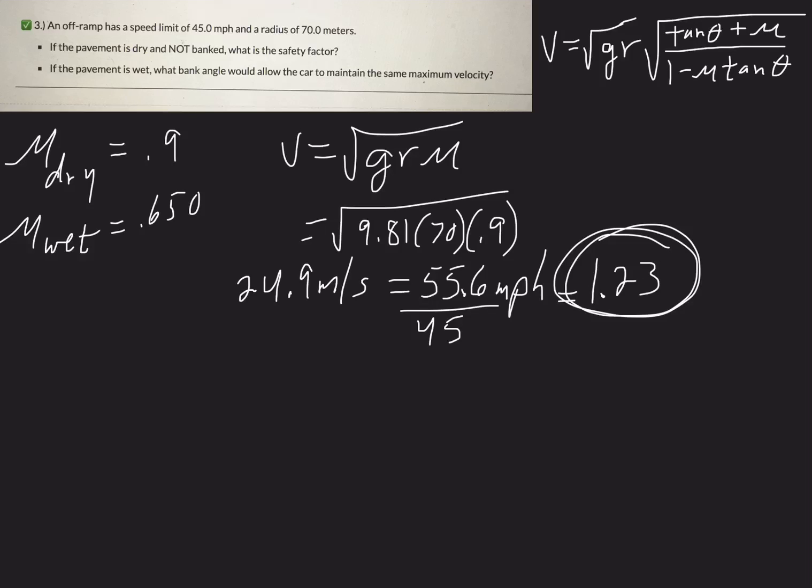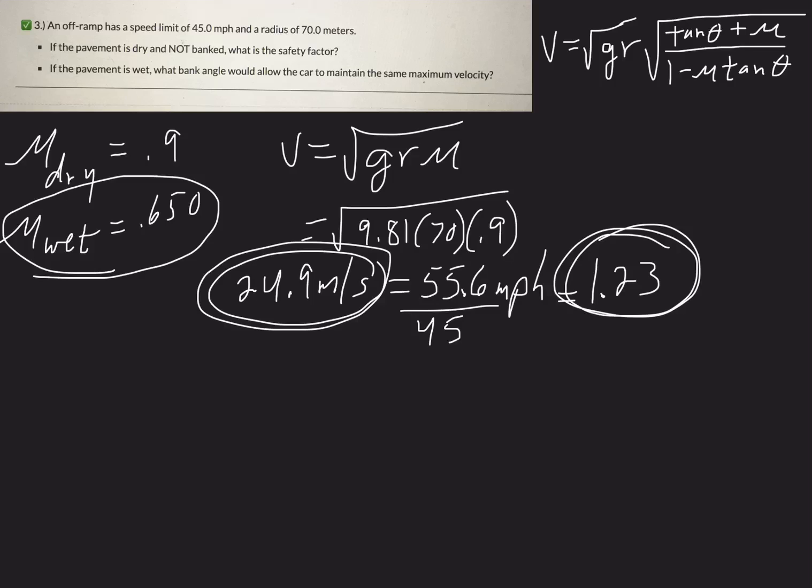And then it says if the pavement is wet, so we're going to use this as mu now, what bank angle would allow the car to maintain the same maximum velocity? So let's say that it's wet pavement, but instead of having it flat, we're going to bank it. What angle should we bank it at so we can get the same maximum velocity in meters per second, which was this one? So I want to still get that same velocity, but I want to bank the angle.